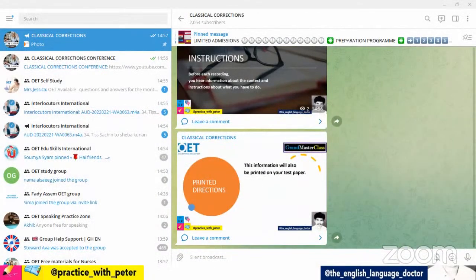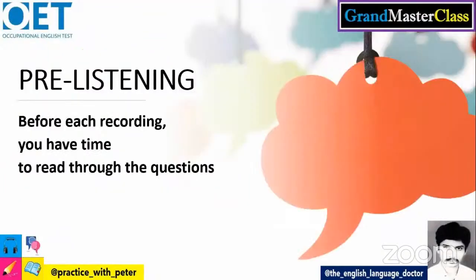Now, pre-listening. Before each recording, you have time to read through the questions. He'll tell you that you now have some time to look at questions 1 to 12, before the beep sounds. In that pre-listening time, you have to read. Don't look here and there, as many people do. What you have to do is read the question, underline the keywords, and circle the operating words. I'll teach you how to underline the keywords and circle the operating words later when I start explaining.